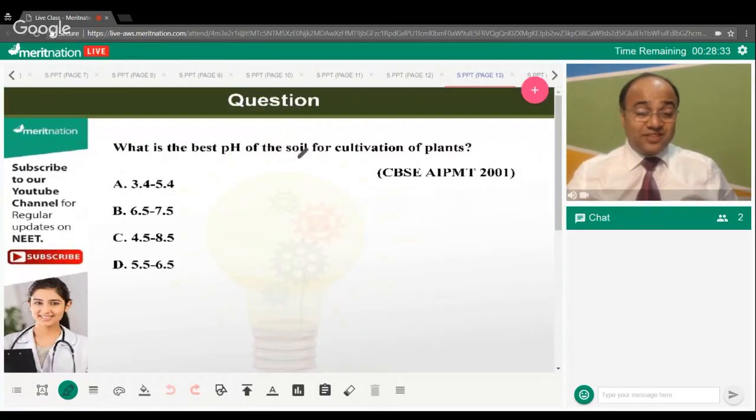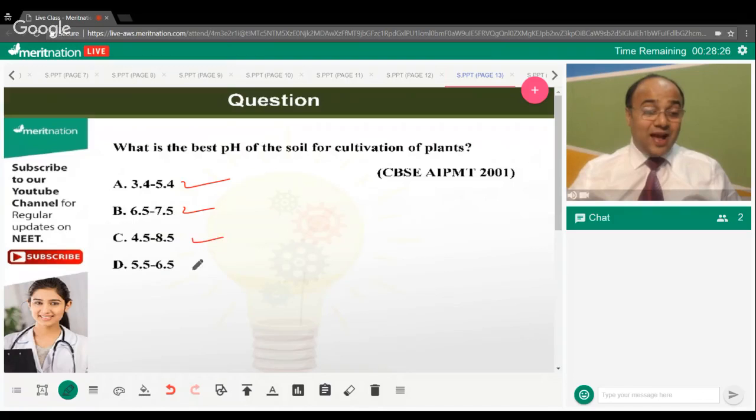So, what is the best pH of the soil for cultivation of plants? Well, this is a very simple one. If you can get it right, then it's beautiful. And the correct answer is, can any one of you just guess it for me quickly?